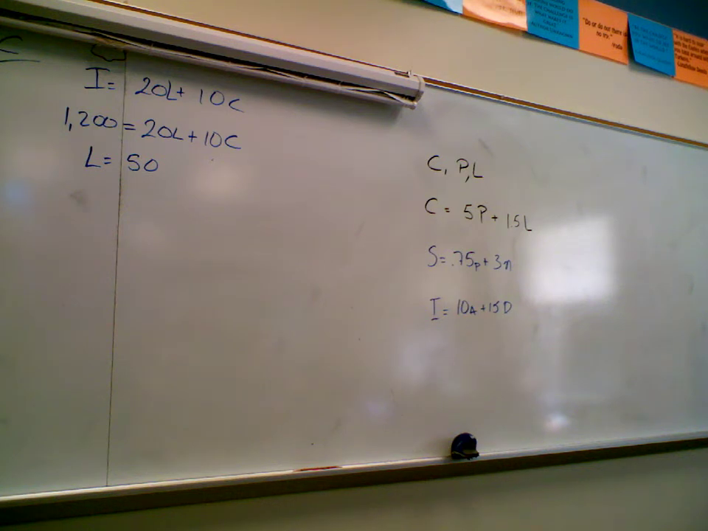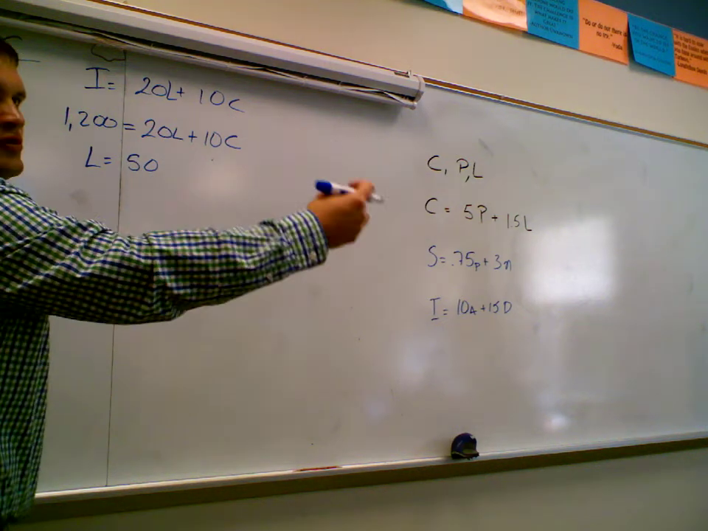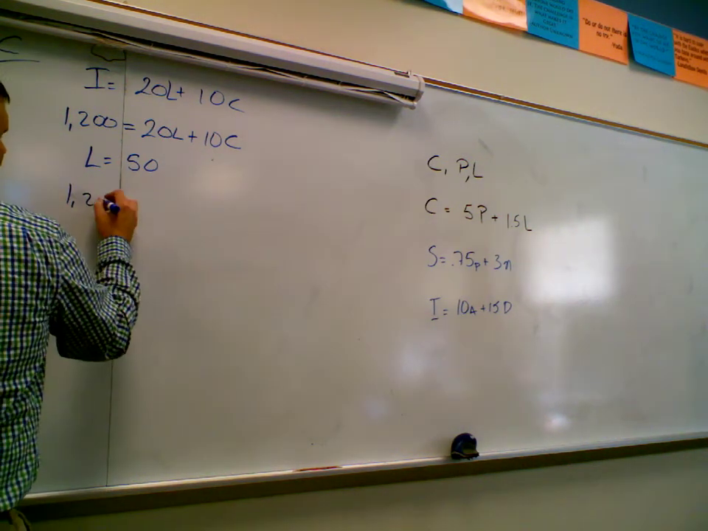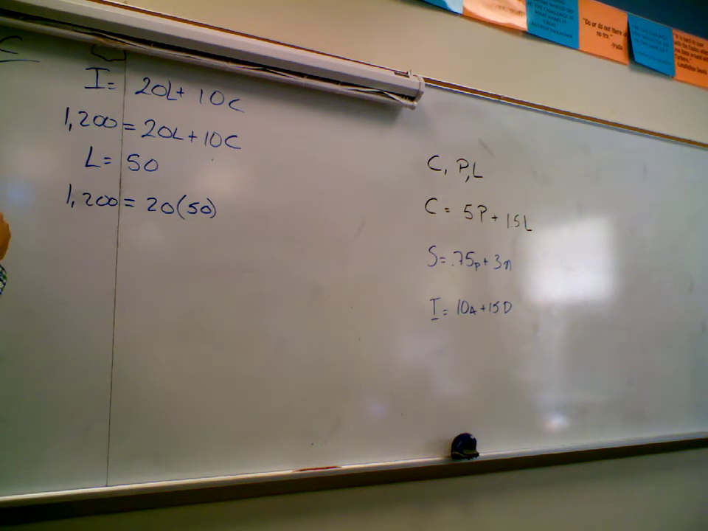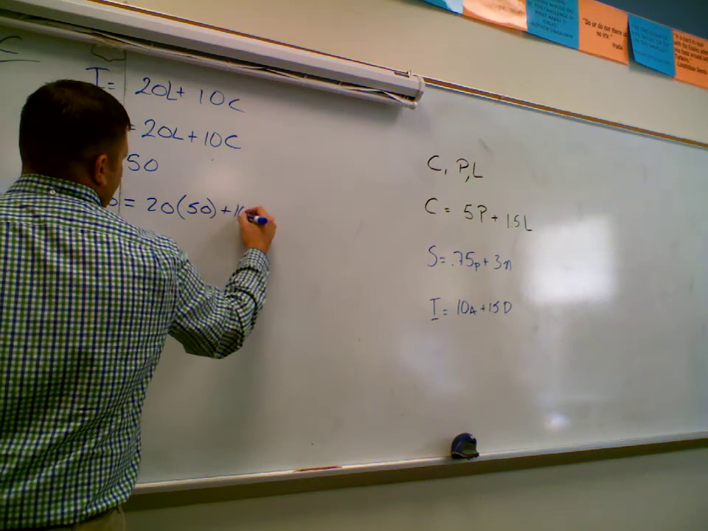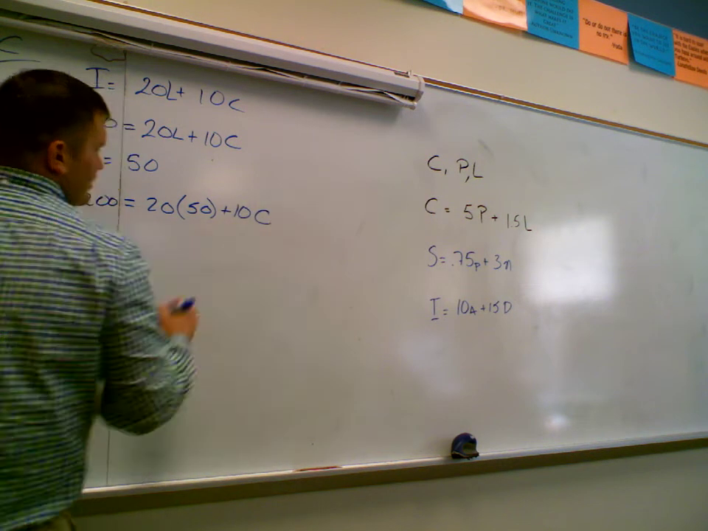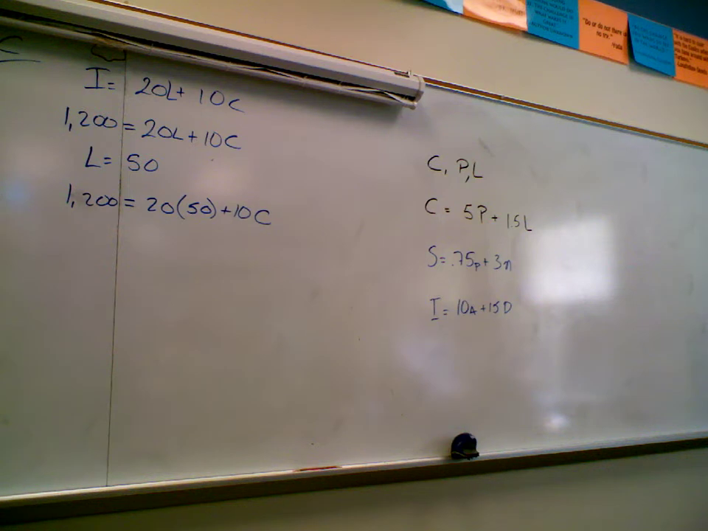Does that make sense? I've picked a value, haven't I? Now the rest of this question says, how many cars does he have to wash? So I've picked a value, and now I need to solve for the other one. So 1,200 equals 20 times 50, because 50 is L, plus 10C. Now what do I have here? An equation with only one variable, that I can solve using algebra.